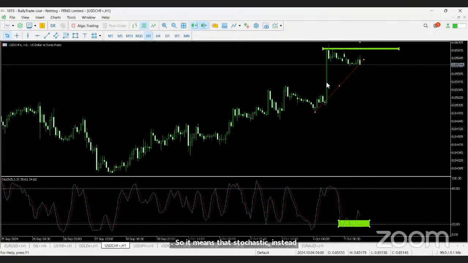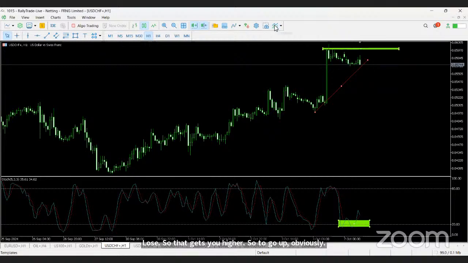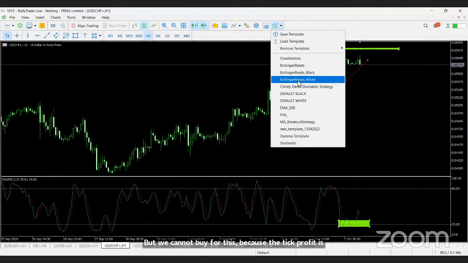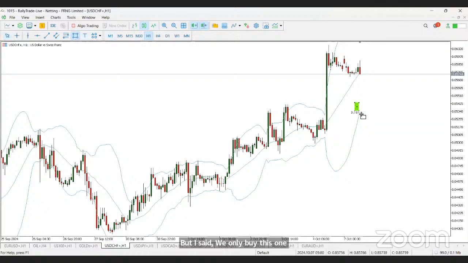And we know that because there's a divergence now, the price has lows that are getting higher. So the price wants to go up, obviously. But we cannot buy on this stochastic because the take profit is very small. So we stay off. We now said, okay, let's check with another option, for example, Bollinger Band. We will only buy when the price returns to this support, when it returns to the lower band. So we buy when the price returns to this level.